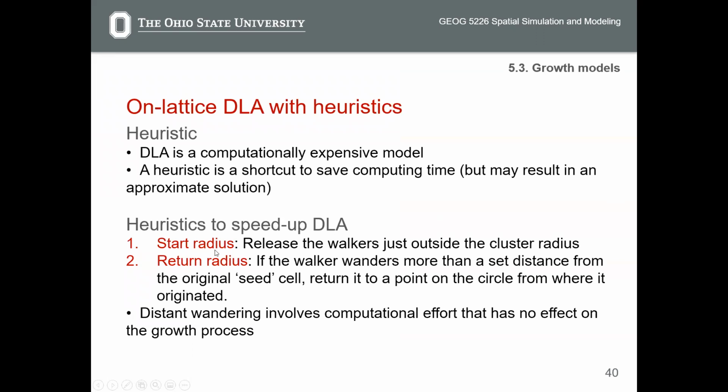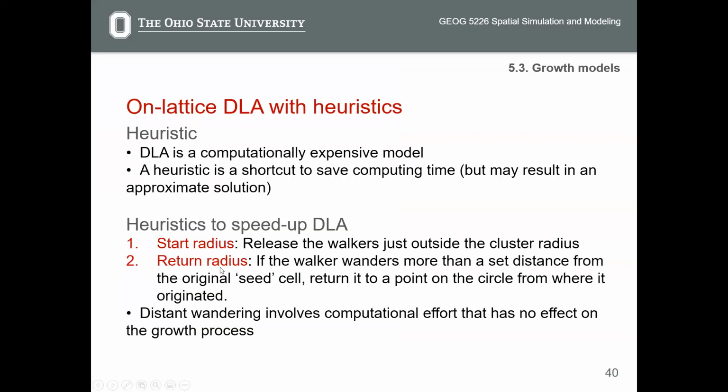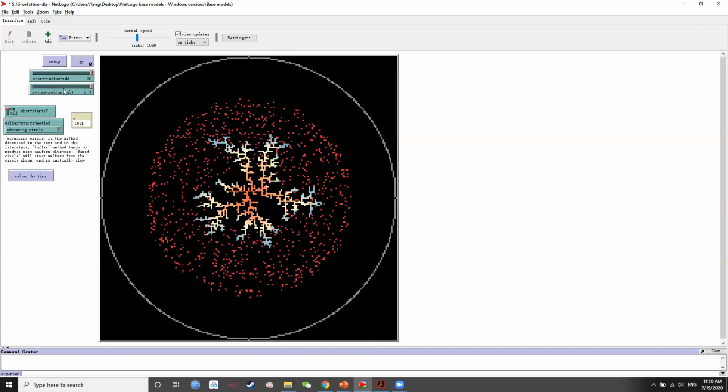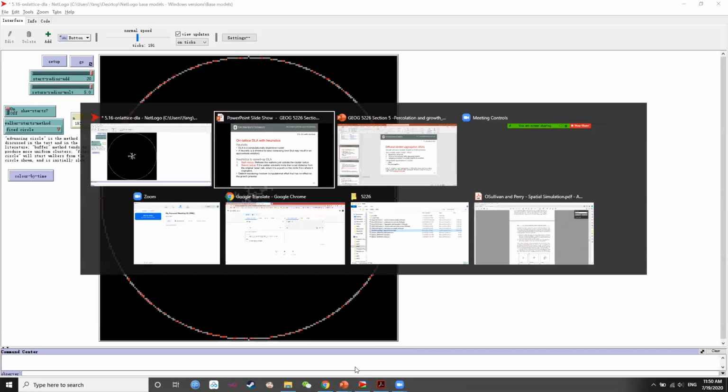Okay, this is the start radius, and we also have a return radius. You can use this return radius slider to control that. Of course, if you change the strategy to fixed circle, these two parameters do not work, because all the workers will be released on this fixed circle. Okay, let me get back here.